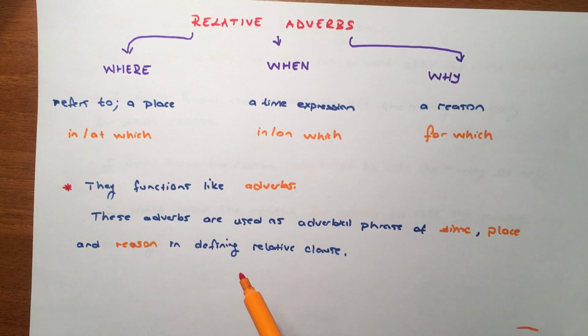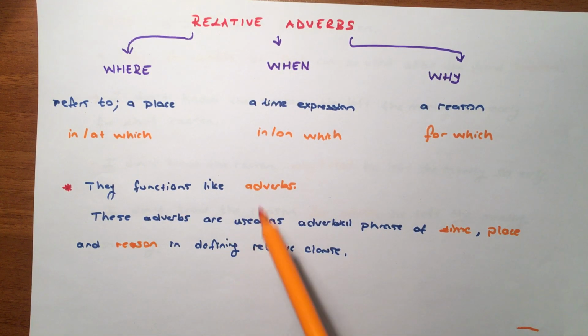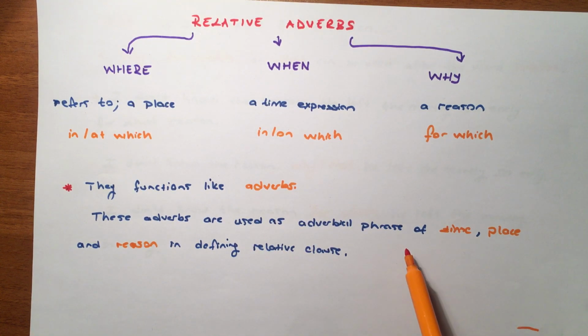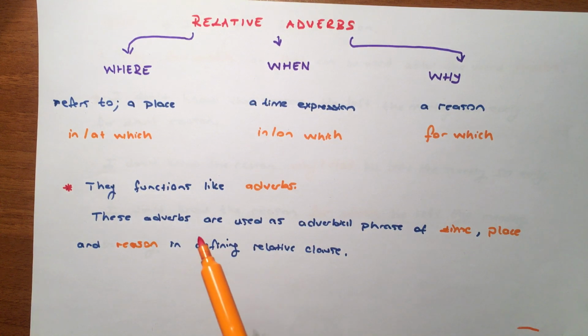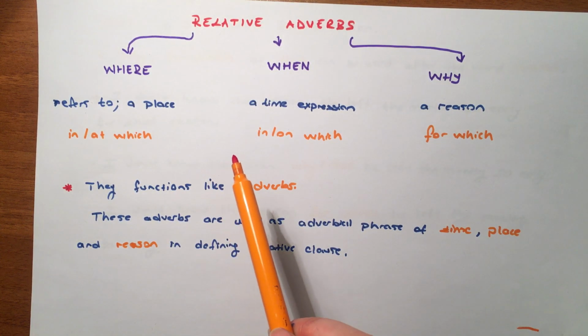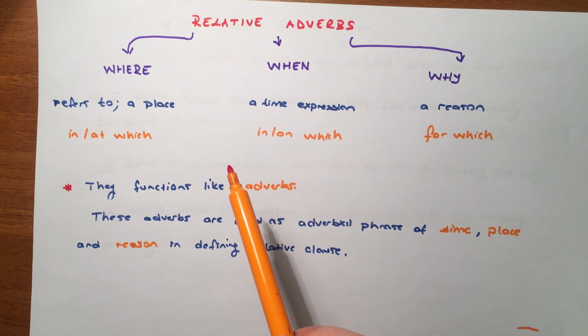And what are the functions? They function like adverbs, as you know, and these adverbs are used as adverbial phrases of time, place, and reason in defining relative clauses. Okay, don't forget it. And before talking about why, let's remember where and when. We talked about them before.